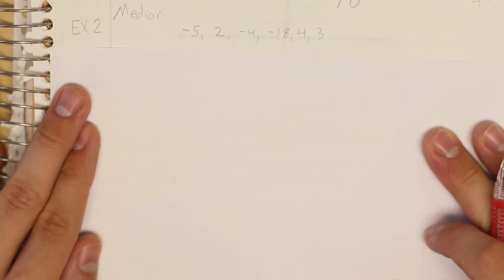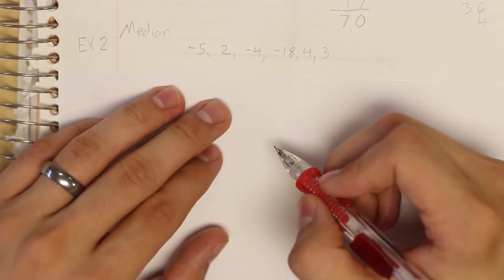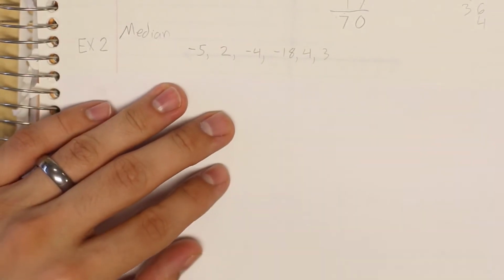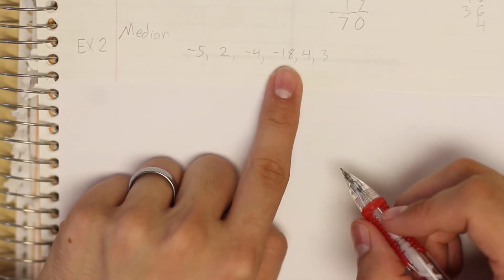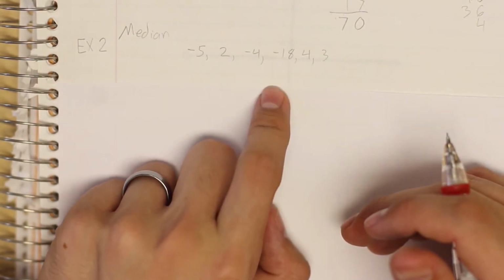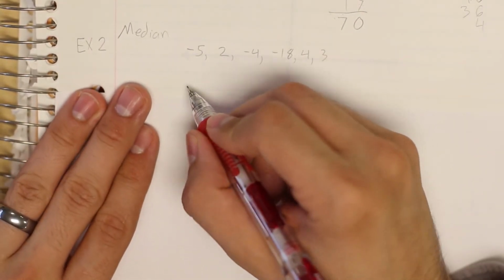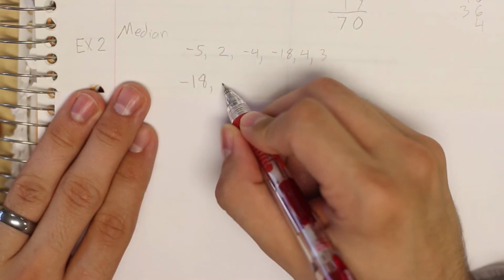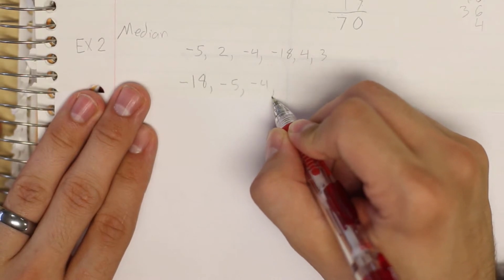All right, median. Median wants us to find the number that is in the center, okay? Now, in order to do this, you don't just say, oh, look, that one looks like it's in the center. No, you've got to put them in numerical order from least to greatest. So we put the smallest number first. Well, negative 18 would be the smallest on this list. Next would be negative 5, and then negative 4.